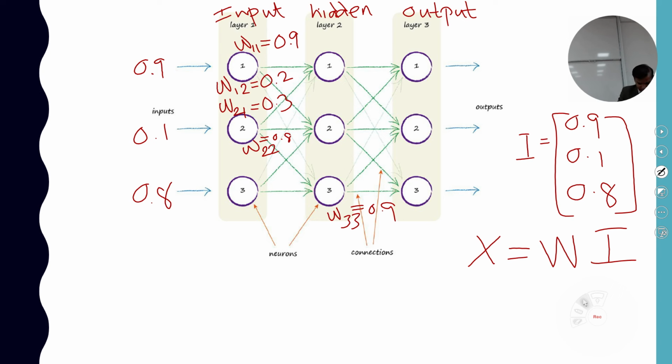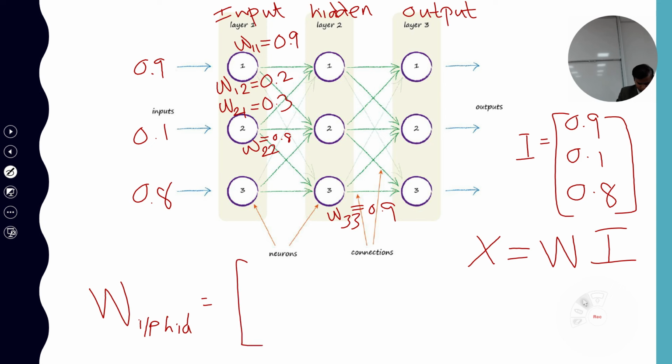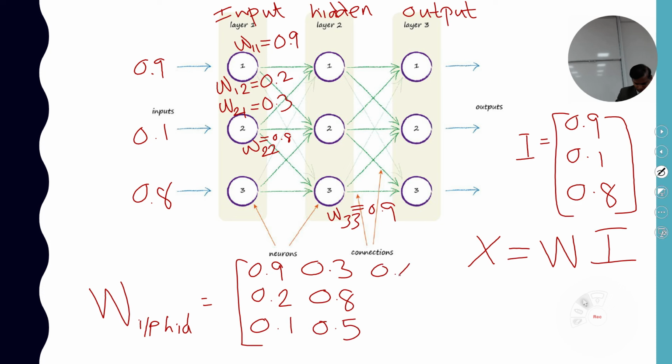So right now let's consider the W matrix, nothing but the input to the hidden layer. Initially you have certain weights given as the input to the hidden layer. So let's take that as a matrix, the input to hidden layer matrix. Let's call it W input-hidden. So this is a matrix form where you have 0.9, 0.2, 0.1. Anyway, these are random values. So you have chosen certain values here. Let me explain one by one.